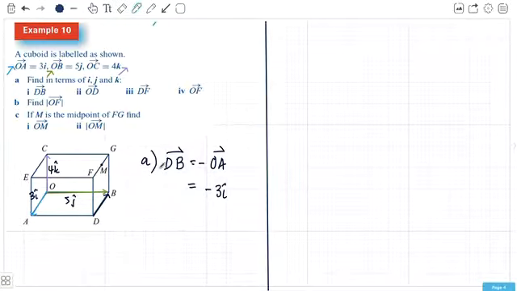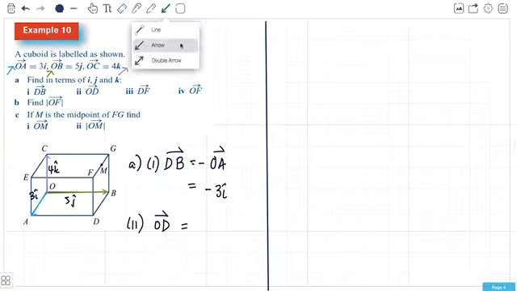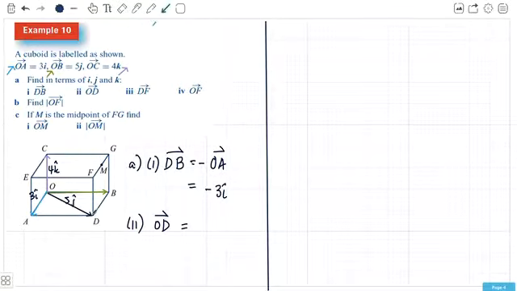For the second part, and that's I, that's part 1. Part 2, we've got O to D. So again, I'm just going to draw O to D so we can see it. So there's O to D.